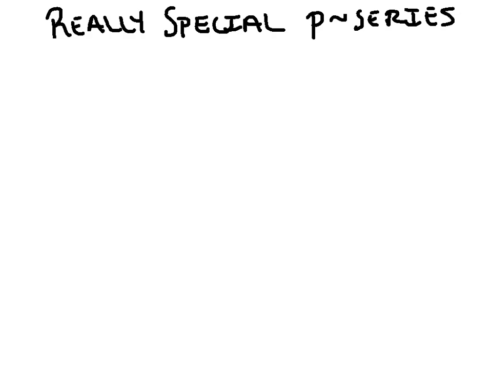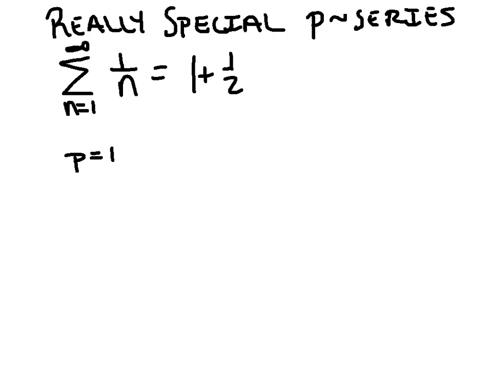Well, we have one really special p-series that I want to introduce you to, and it looks like this. It's very simple. In fact, it's so simple you almost won't recognize it as a p-series, but it is one because the exponent on the n is a 1, so it's a p-series with a p-value of 1. As you expand this out, you get 1 plus a half plus a third plus a fourth plus dot dot dot plus 1 over n plus dot dot dot.